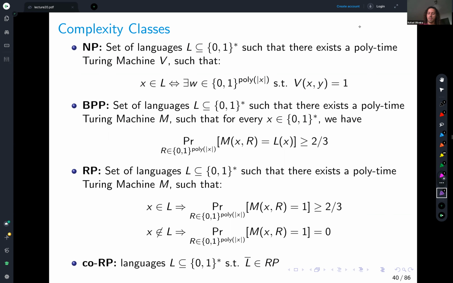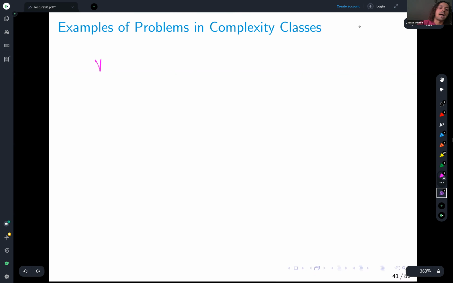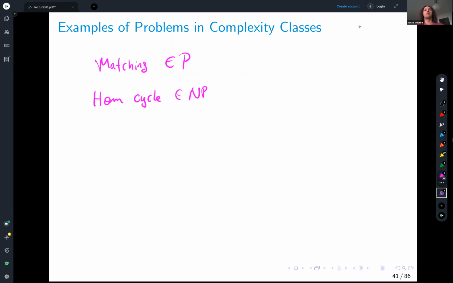All right. So then we can see that we know a bunch of problems in these complexity classes, as we discussed. For example, we know that the matching problems are definitely in P. We know the Hamiltonian cycle is in NP, right? And why is the Hamiltonian cycle in NP? Let's verify that this problem is in NP. Suppose I gave you a graph G = (V, E).